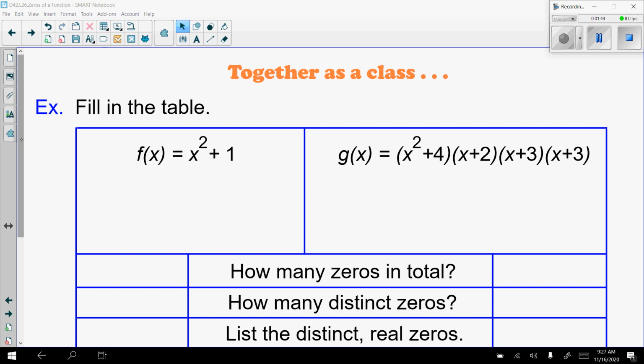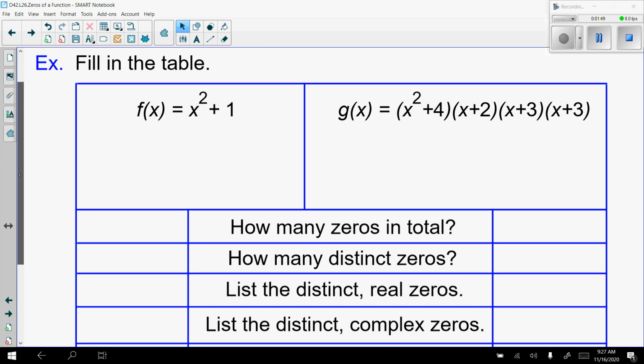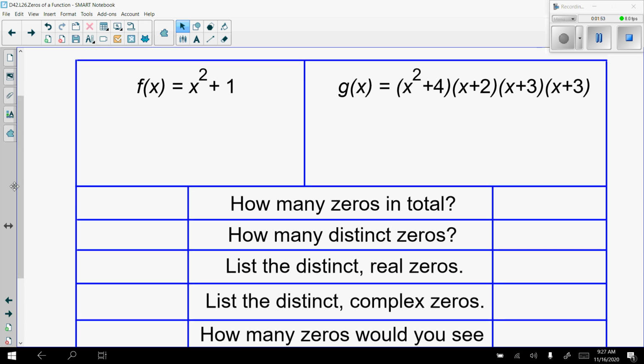Together as a class, let's just work this out. We are going to fill in this table. This should help in answering all of these questions. So let's work on the first one: f(x) equals x squared plus 1. The first question says, how many zeros are there in total? Well, that should be pretty simple just by looking at the exponent. The highest degree would be 2.